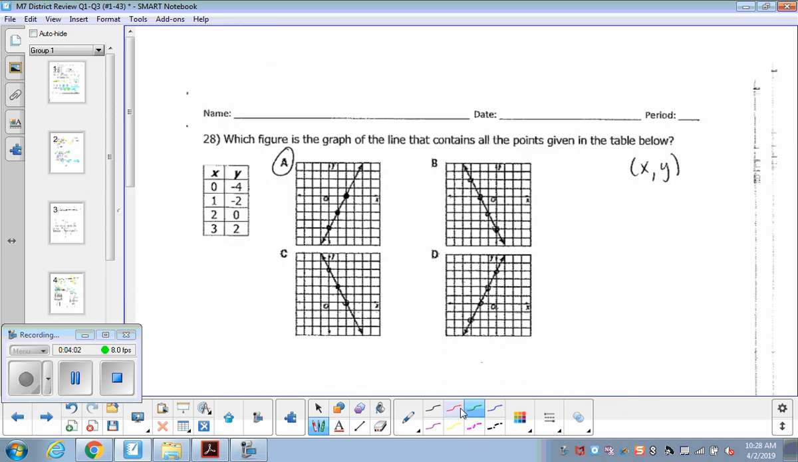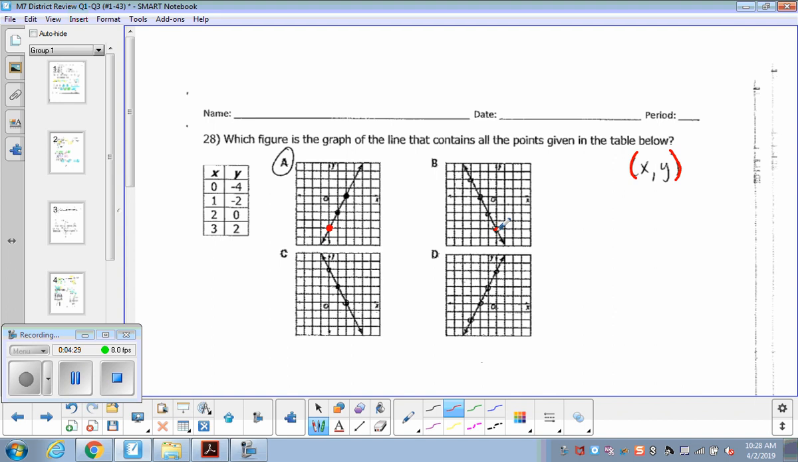Over here, question 28 is just asking, do you know how to plot points? I want to remind you guys that when plotting points, you move over on the x-axis first, and then up or down on the y-axis. So for 28, we're looking for 0, negative 4. That means we don't go anywhere along the x-axis. We just simply move down 4 on the y-axis from the origin. So A, I move down 4, there it is.